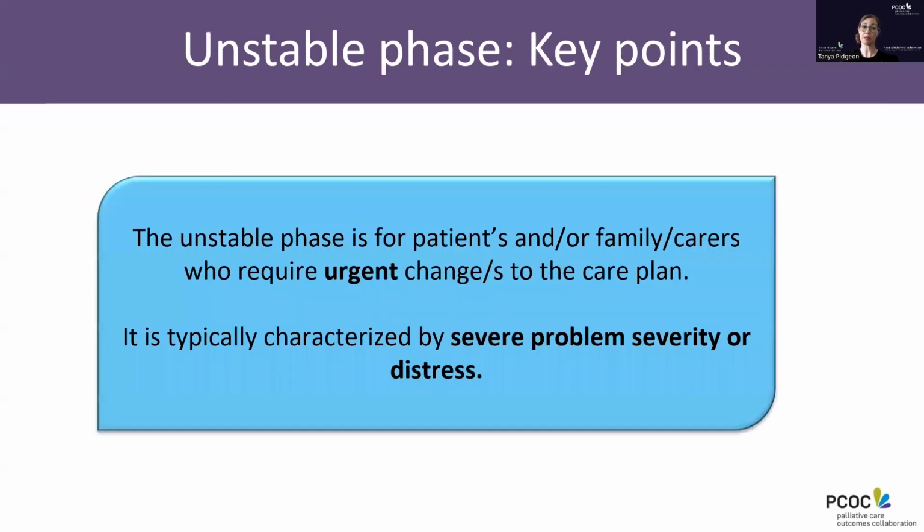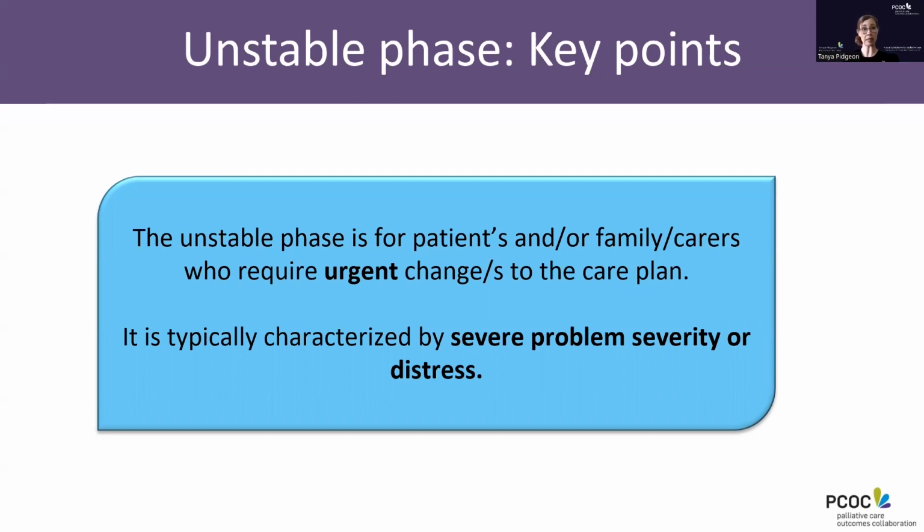The unstable phase. Urgent refers to changes in the care plan and interventions that need immediate attention. Examples may include medical review, palliative care consultant review, referrals for urgent action, tests and procedures, and medication changes. Assessment of a patient as unstable could be used as a trigger for palliative care consultant review.